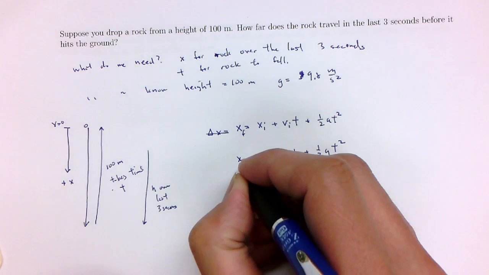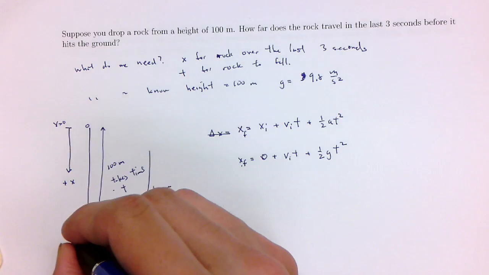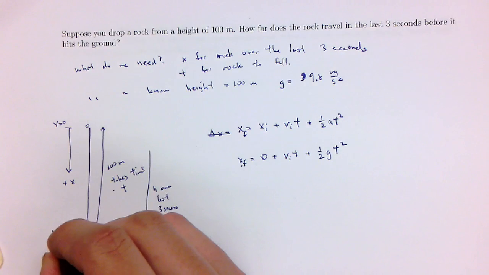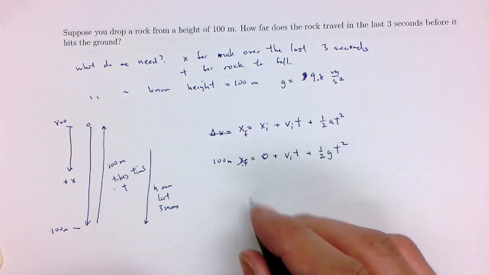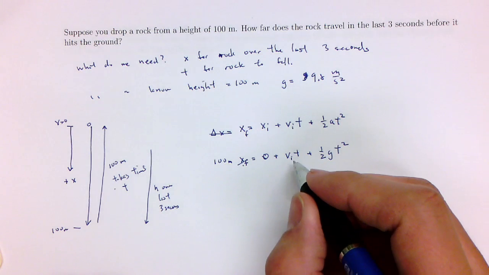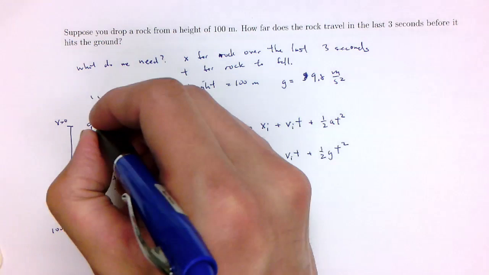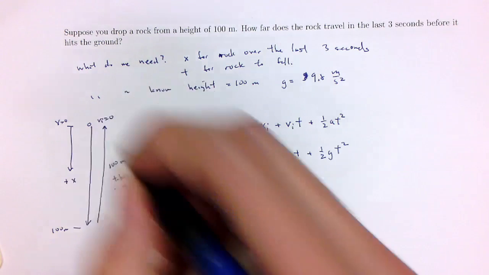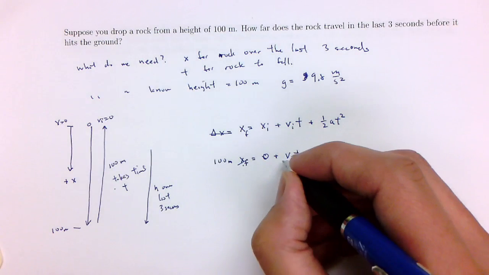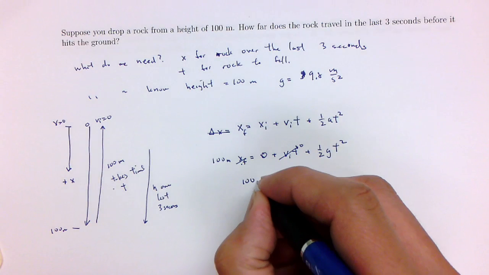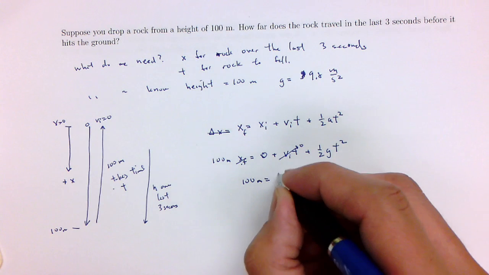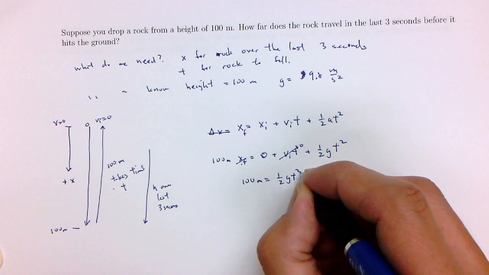We also know the final position. The final position is down here, which is 100 meters down. So in fact, this is 100 meters. And we also know one more thing. We're dropping the rock from a height, which means that v initial here is equal to 0. So this is actually very simple. 100 meters is equal to 1/2 g t squared.